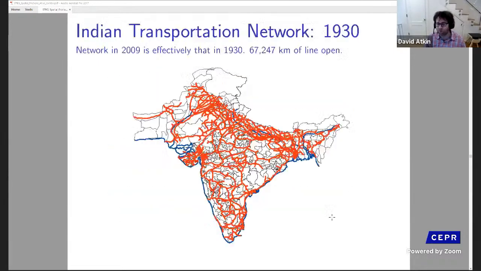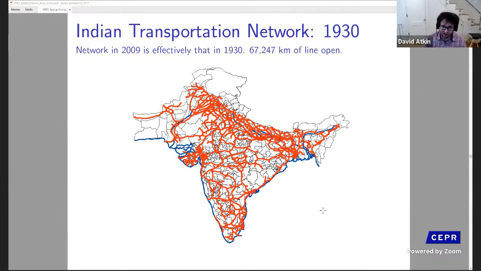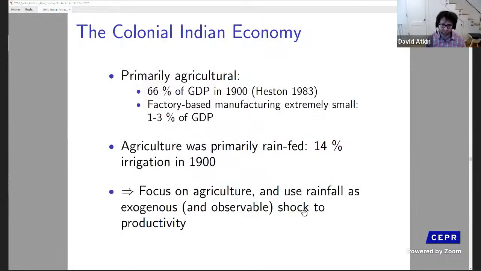So what we can do is try and explore what the impacts are of this massive expansion of the railroad up until the 1930s, to various Indian outcomes, particularly things that try to map into welfare and trade flows.